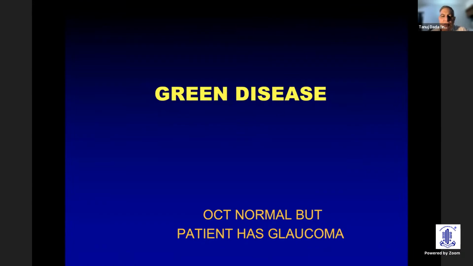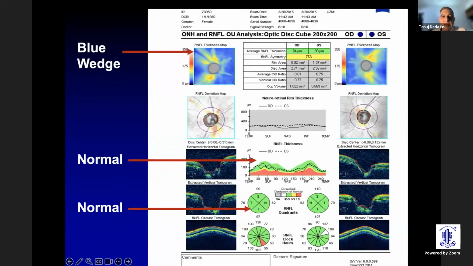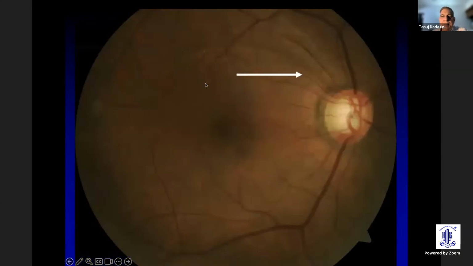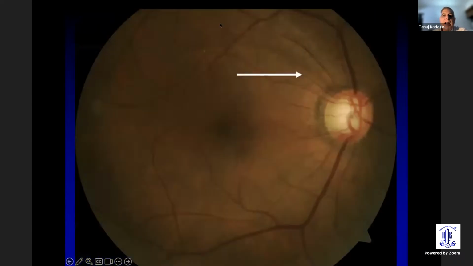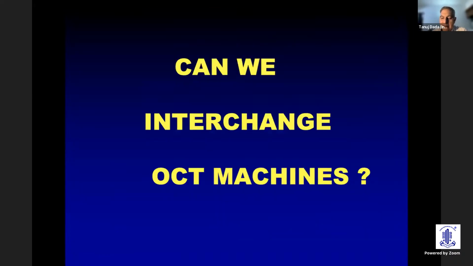And just introducing what is green disease. Green disease is when the OCT is normal, but the patient has glaucoma. So this is a patient where you can see OCT quadrant sectors as completely normal. But actually, if you see, the patient has got a superior retinal nerve fiber layer defect. So although the OCT sectors are coming as green, the patient has got a RNFL defect, which is not captured on the OCT summary parameters.